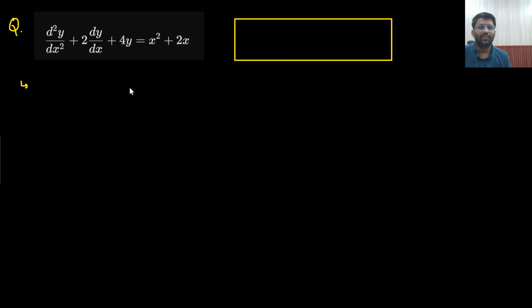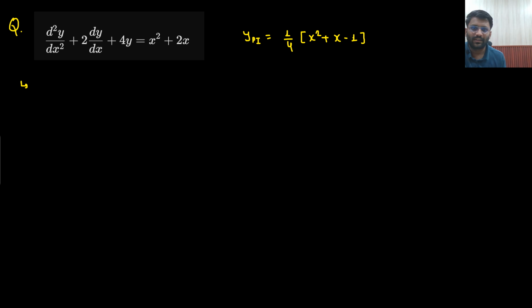d square plus 2d plus 4 equals x square plus 2x. Are they finding CF as well? No, they are not finding CF. So let's not find CF. I will just simply say that you can find CF on your own. Okay, let's find PI directly.